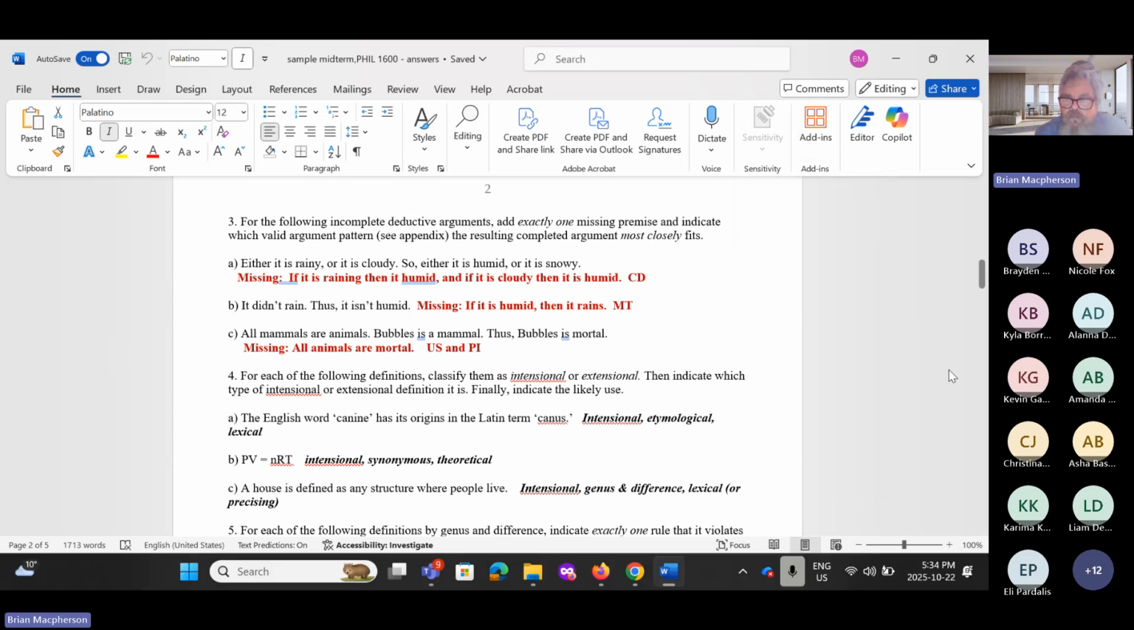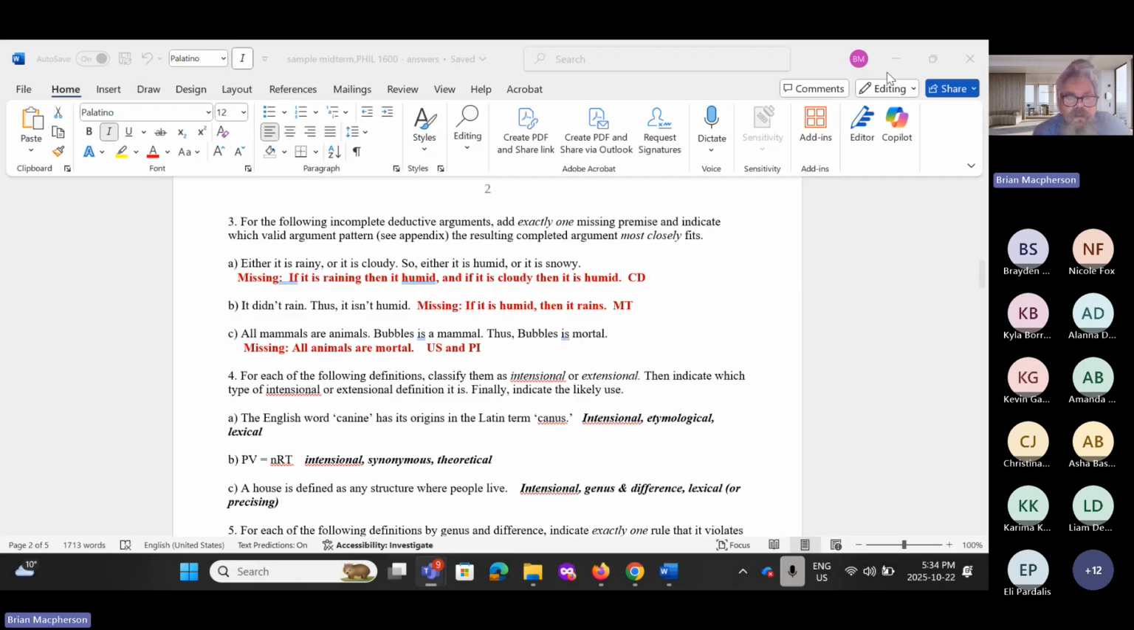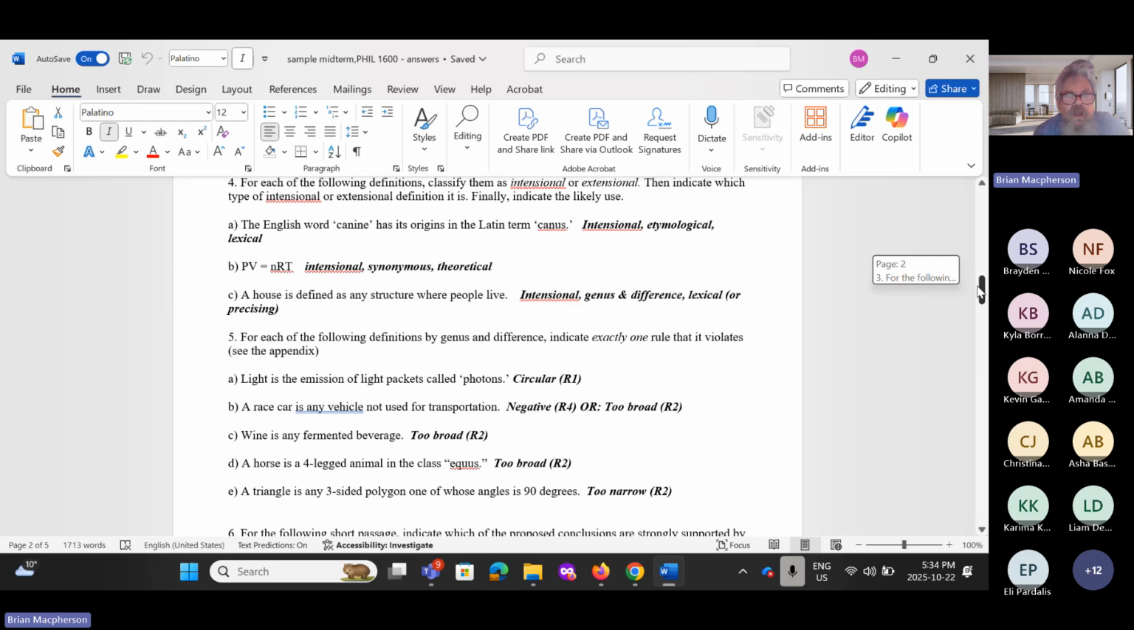Okay, so is everybody good with the missing premises and with identifying the conclusion? We're good? Okay. All right. All right, moving on to number 4. You have the definition. So this is pretty easy stuff. Let's face it, this is pretty easy material here. So everybody should get, I would think, perfect on number 4 and 5.